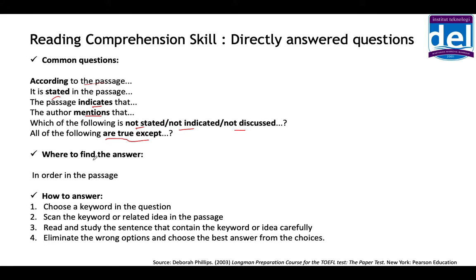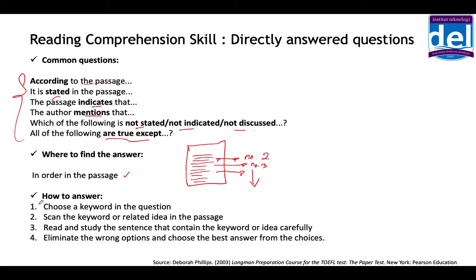Now let's look at where to find the answer. The location of the answers to this type of question is in order in the passage. Let's suppose that this is a text and it consists of some sentences. What it means by in order in the passage is, if we already know that the answer for number 2, for example, is in this sentence, then the answer for the next question will be below this sentence. So the answer for number 3 will be here, and the same thing for the next number. And for your information, this type of question is the most frequently asked in reading comprehension.